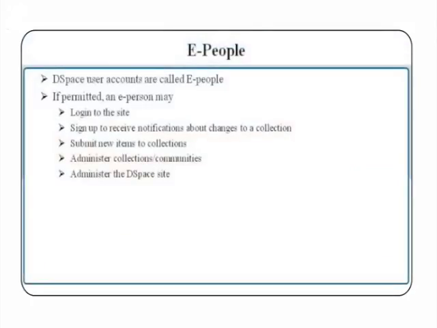Persons or users who interact with DSpace are called e-people. It is basically DSpace user accounts. DSpace provides the facility to permit these e-people to log in to the site, sign up to receive notification of changes to subscriptions, submit new items to the collections, and administer collections, communities or the entire DSpace site. These e-people can also be managed by forming groups.